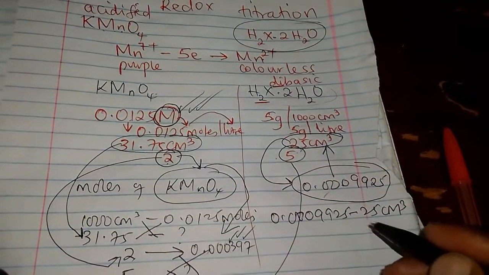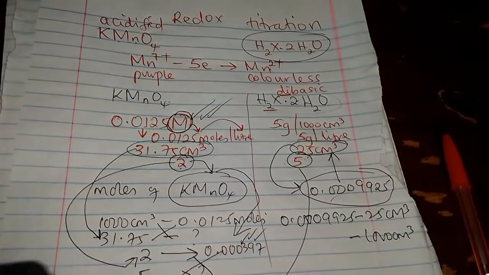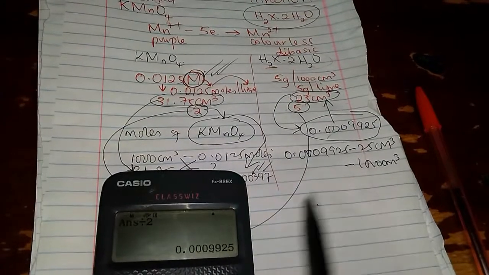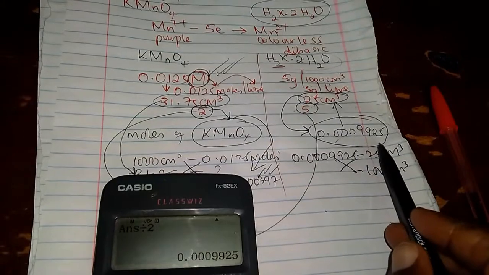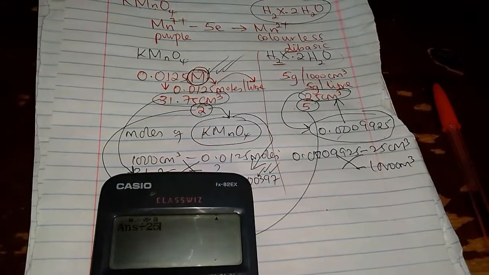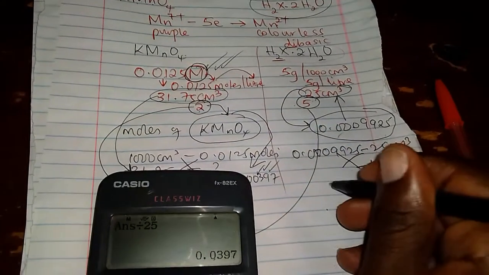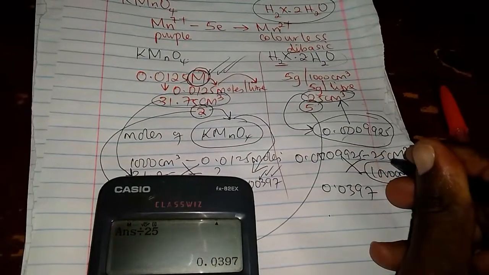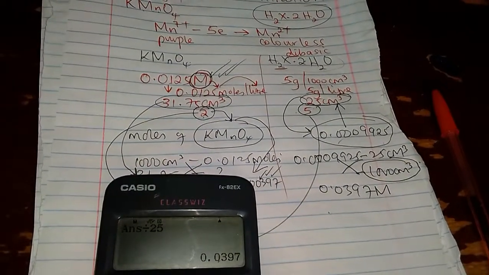Good. So what will 1000 centimeters cubic contain? That gives us now the molarity, the moles in 1000. So we shall come here and say now answer, we are going to cross multiply. Answer times 1000 divided by 25. So it gives us 0.0397. Because they are the moles in 1000, we are going to write capital M. Good. Very good.